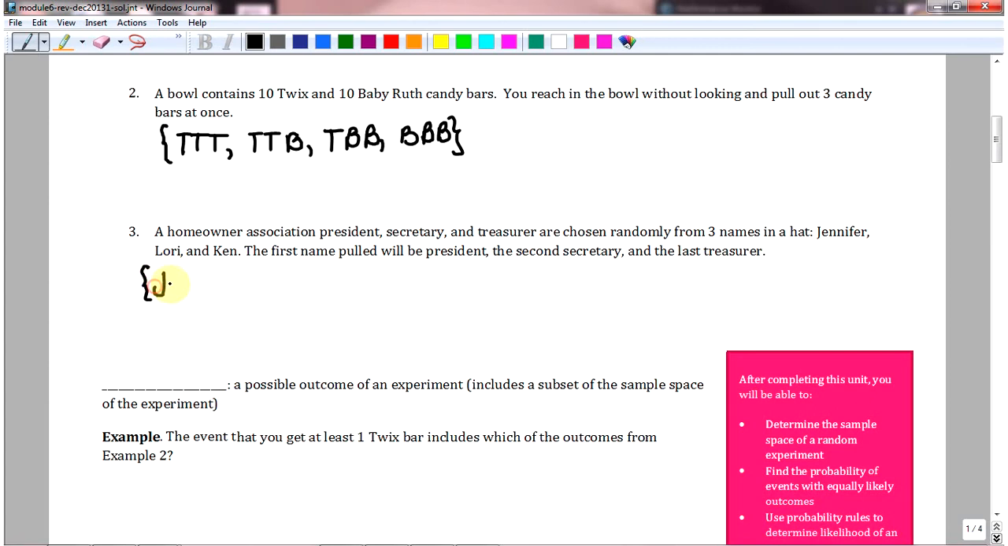So you might have Jennifer as president, Lori as secretary, and Ken as treasurer. So now you just have to make sure that you list these carefully and systematically so that you have every combination taken into account.